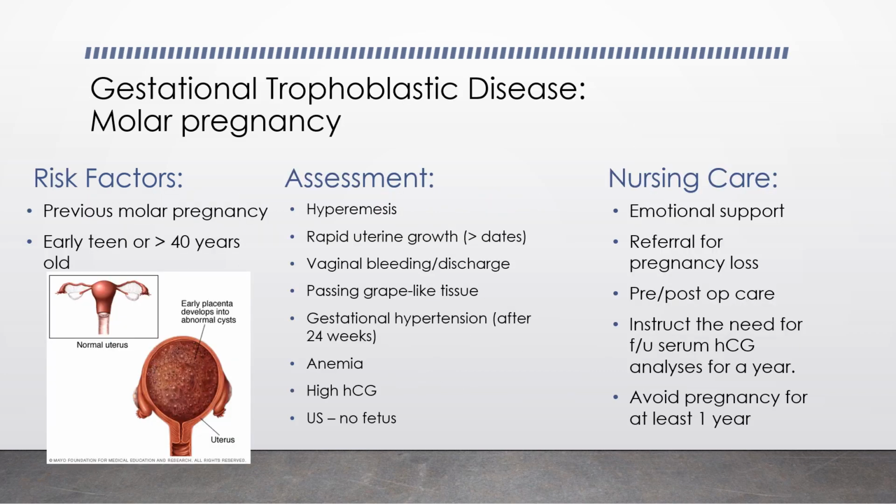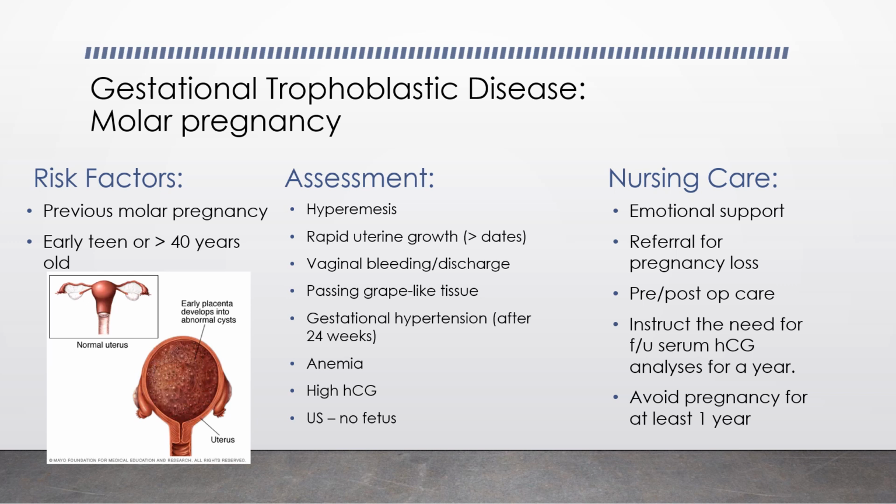The next topic is gestational trophoblastic disease of pregnancy, or molar pregnancy. So you can see that there are risk factors. A previous molar pregnancy would be a risk factor, as well as some age parameters there. I included what a molar pregnancy would look like. This basically is an overgrowth of placental tissue and no fetal tissue.